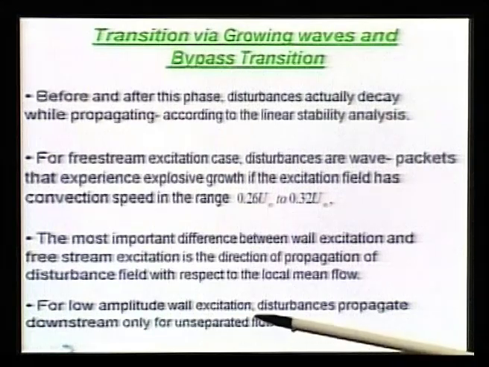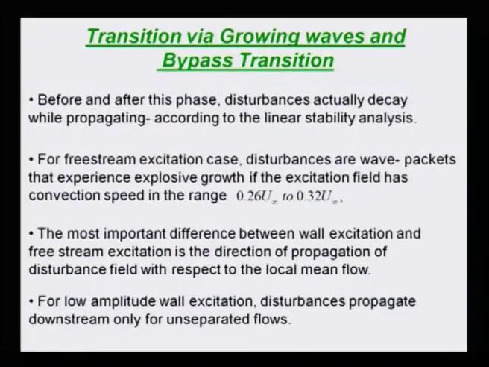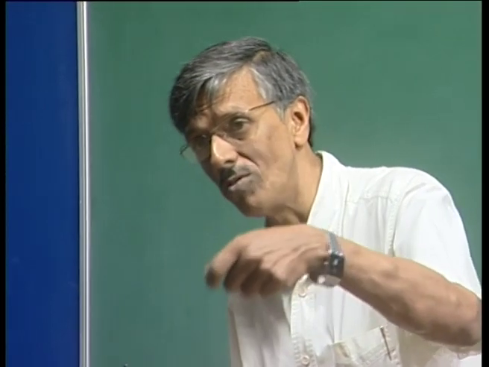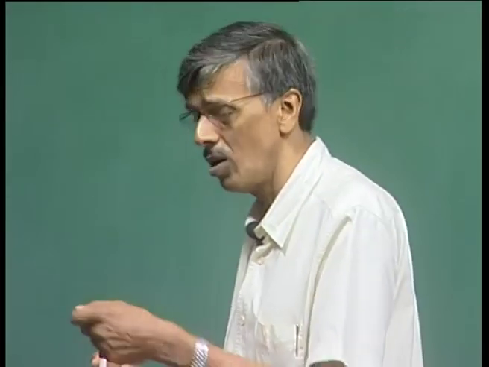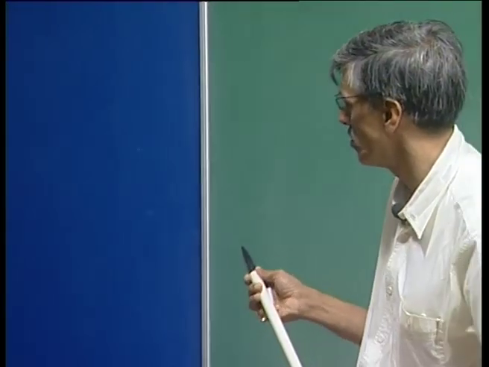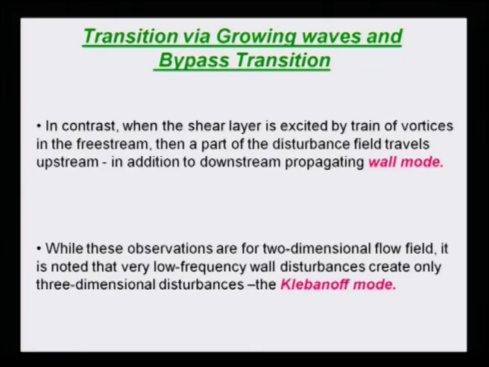And then if we have just simply low amplitude wall excitation, then we do create those TS waves. But we also keep in mind that if the amplitude is much larger, then we can also have a bypass event, even though we are having wall excitation. So this wall mode that we are talking about is restricted to the very small disturbance case. Okay. Now, when the shear layer is excited by a train of vortices in the free stream, then a part of the disturbance field travels upstream in addition to this wall mode.